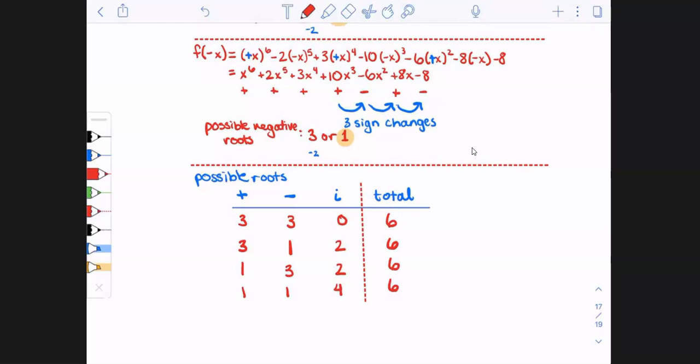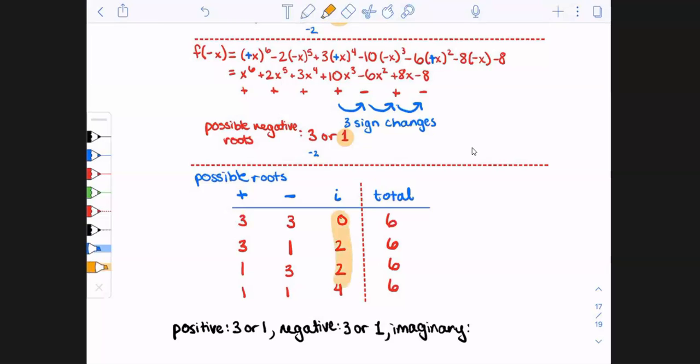So by building this table, I know that my positive roots, we already had that. So the positive was 3 or 1. The negative was also 3 or 1. But now the imaginary, I can pull from this table. Right? It's this column right here. You don't need to repeat the 2 though, so it would just be 4, 2, 0.